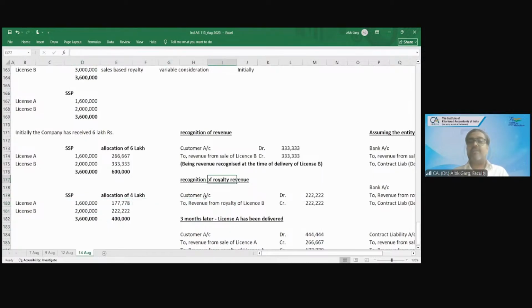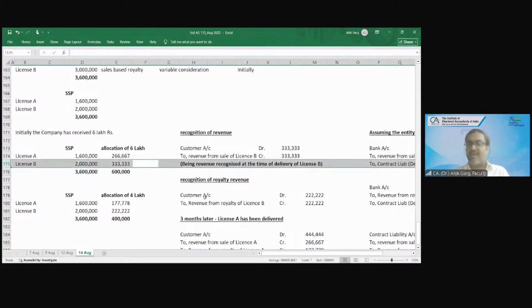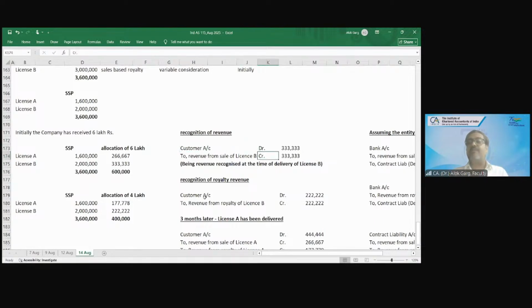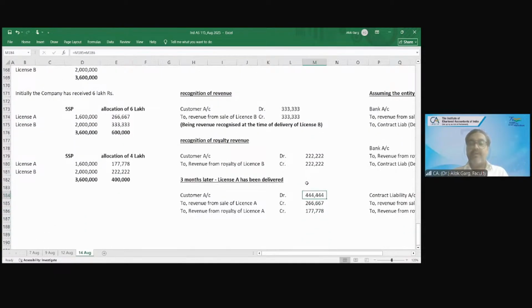So what is my recognition of revenue for license B? Because license A has not been transferred. For license B, customer account debit to revenue from sale of license B, 333. Now, recognition of royalty revenue: customer account debit to revenue from royalty of license B, 222. Three months later, license A has been delivered. Customer account debit to revenue from sale of license A and revenue from royalty of license A. Right. This is how it is going to be allocated.